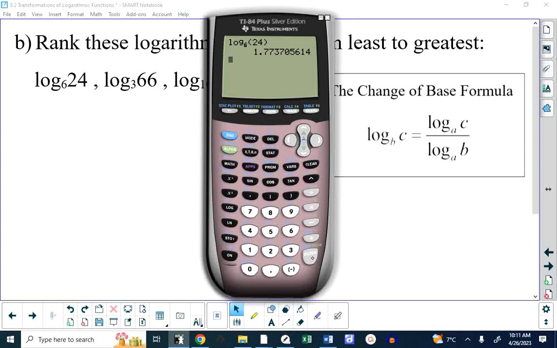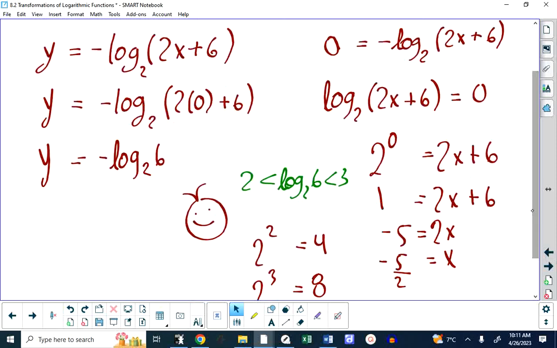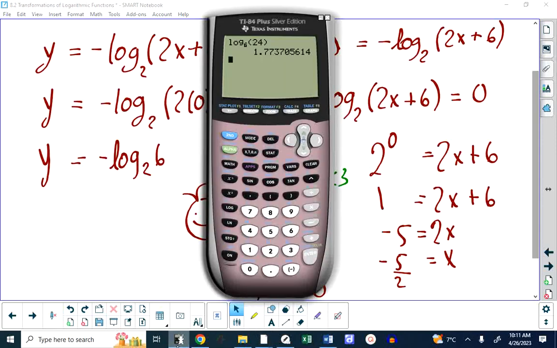That's it. Going back over here to our y-intercept, you remember I said let's just leave that alone? We can figure out what that is. We said it was between -2 and -3, because log base 2 of 6 is between 2 and 3. I'm just going to scroll up and grab this. Log base 2 of 6. Oh, it's -2.58.